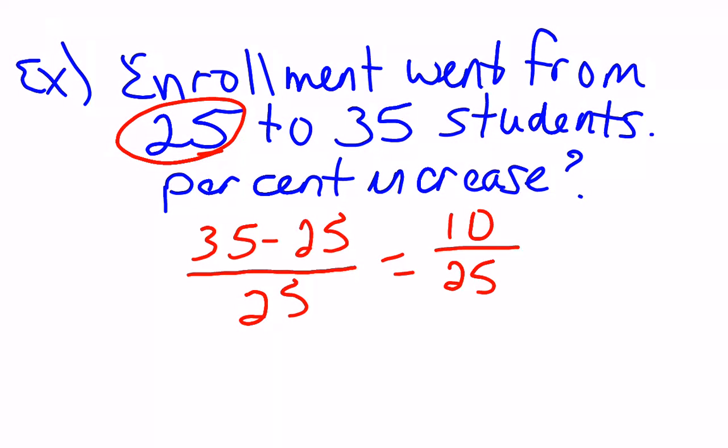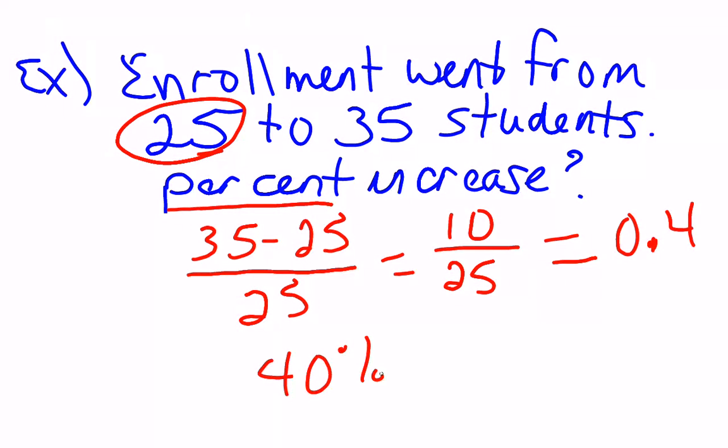So again, here's our fraction. That also means divide. We can use a calculator. And when we divide, we get 0.4 or 0.40. And then it says percent increase, so we need to change that to a percentage. So we're going to multiply it by 100 or move the decimal place 2 spaces to the right. And we get 40%. So the percent increase was 40% in the enrollment.